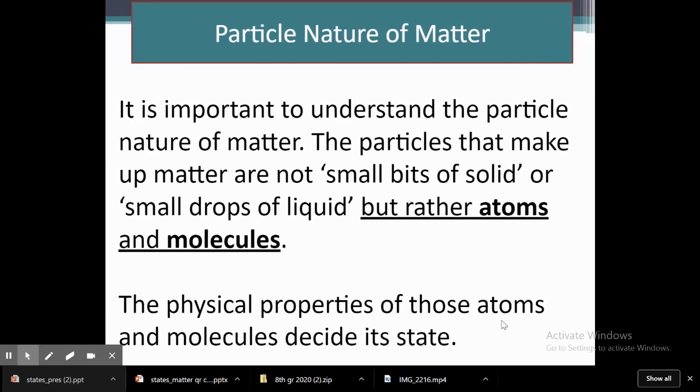Okay, so it is important to understand the particle nature of matter. The particles that make up matter are not small bits of solid or small drops of liquid, but rather atoms and molecules. So what that means is that solid piece of ice is made up of atoms and molecules, okay? The physical properties of those atoms and molecules decide what state that object is going to be in.